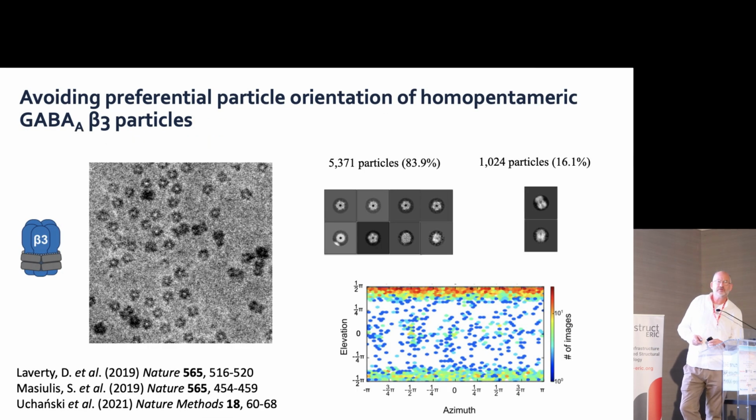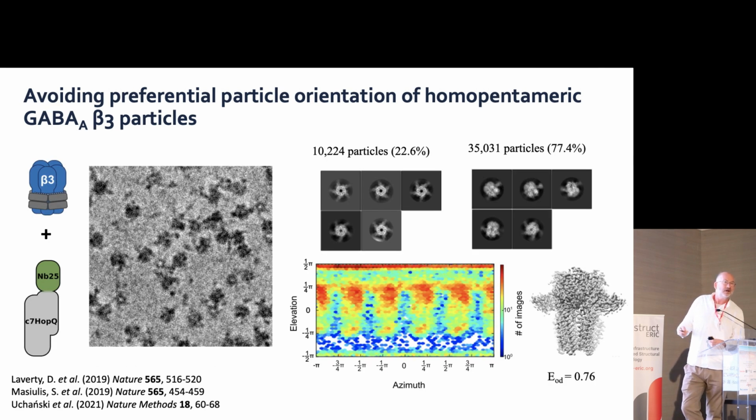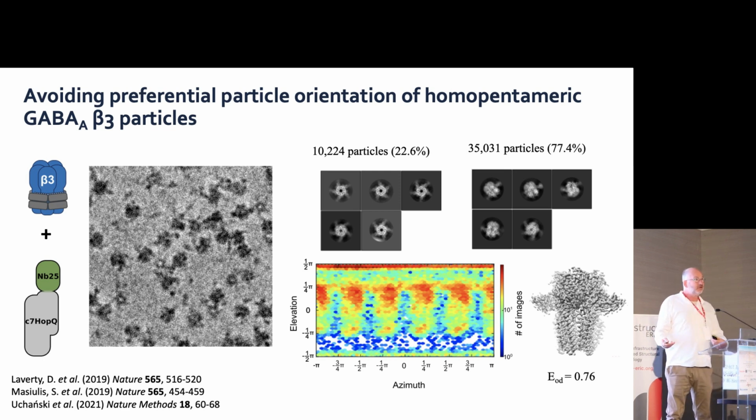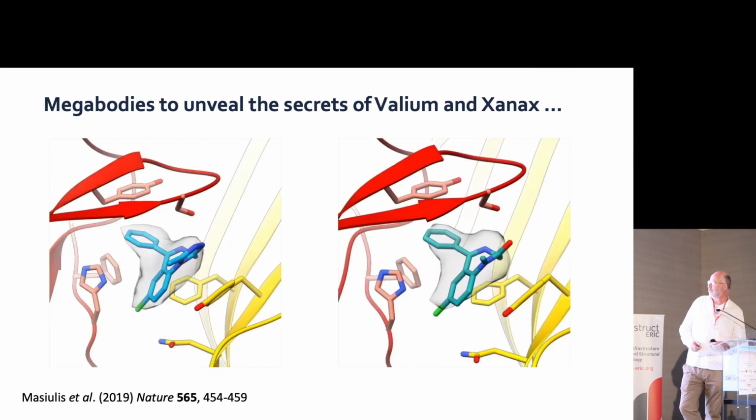What we also found is that in many cases it resolves the preferential orientation issue. This is again the GABA receptor alone, and you see that most of the particles are top down, like we call it, and only a small fraction is on the side. If you add a megabody to this system, you tumble your particles, and you end up with a more even distribution. So adding something to your protein does not only make it bigger, giving it new features to align your images, but in several cases we have also seen it solve preferential orientation.